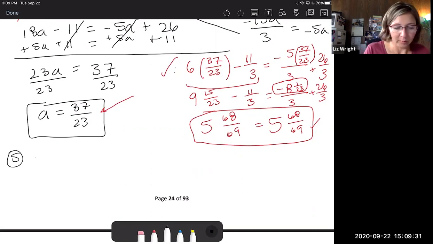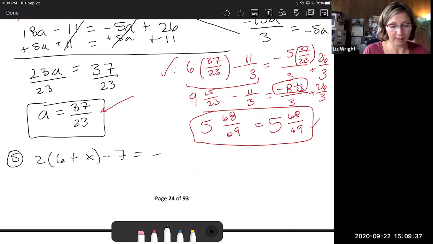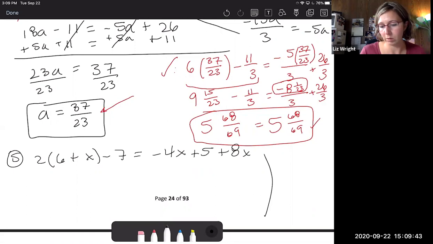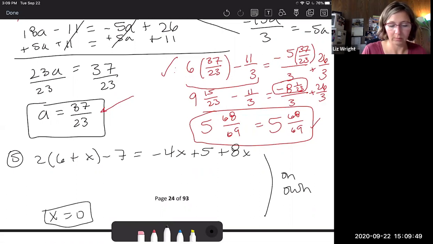Number 5, this one's much easier. 2 times 6 plus x minus 7 equals negative 4x plus 5 plus 8x. Do that one on your own. When you're done with it, you should get x equals 0. So check your work. And then don't forget to do your check on your own too for that.